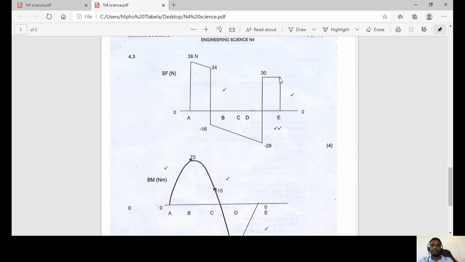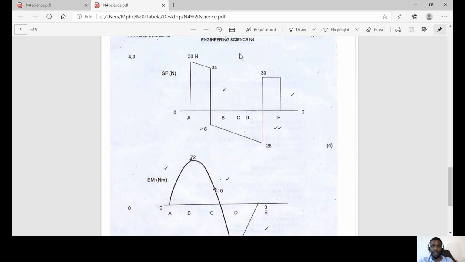Right, meaning we go straight line here, no distribution load, but we must go down 30. And if you go down 30, you'll see you'll end up at 0. The 30 is the point load at E. Right, very easy. What we're going to do in the next session is discuss the shear force diagram.